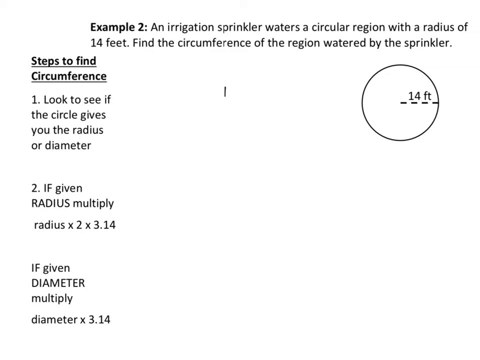So our radius is 14. We're going to multiply that by 2. 14 times 2. 4 times 2 is 8. 2 times 1 is 2. We get 28. Now we need to multiply 3.14 and 28.